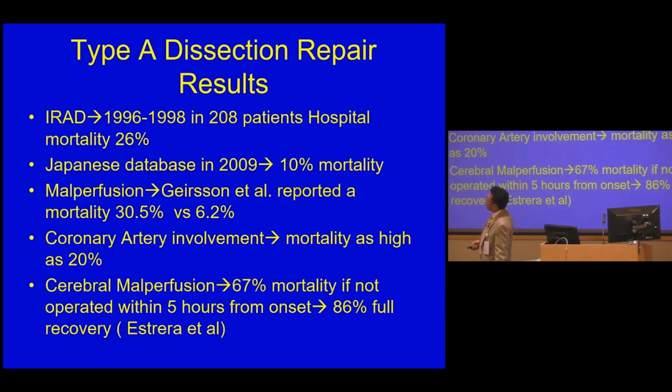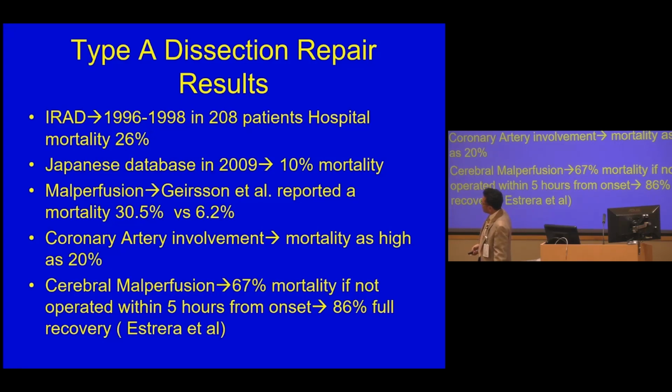These are the results of type A dissection repair based on some of the IRAD data, as well as the Japanese data. You can see that you can have a mortality between 10 to 26%. If you do have malperfusion, the mortality increases to 30.5% with malperfusion versus 6.2% with no malperfusion.